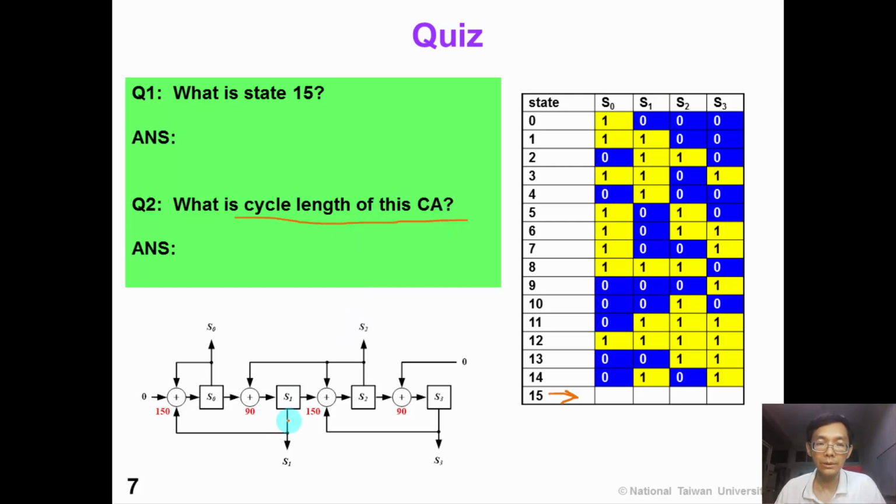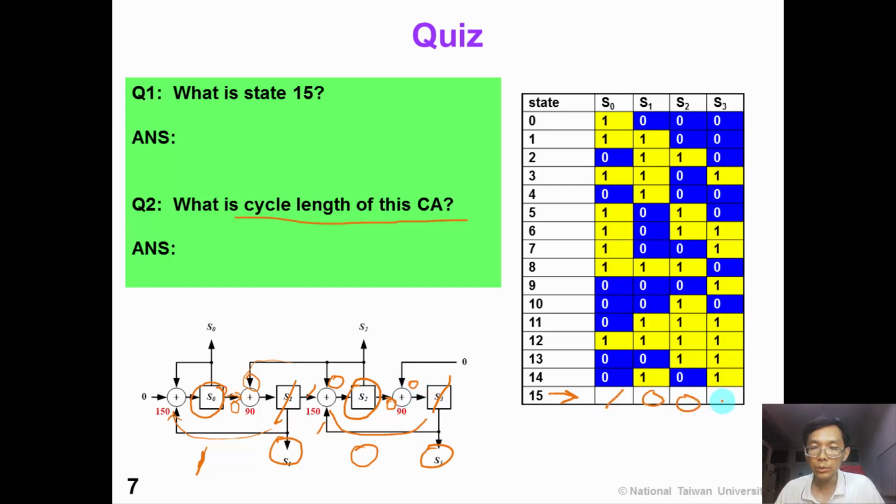Okay, are you ready for the answers? 0101 is the 14th state. After one cycle, this first bit will become 1, and the second bit will be 0 inclusive or 0, which is still 0, and the third bit will be 1 inclusive or 1 inclusive or 0, which is still 0, and the last bit would be 0 inclusive or 0, so it's 0.